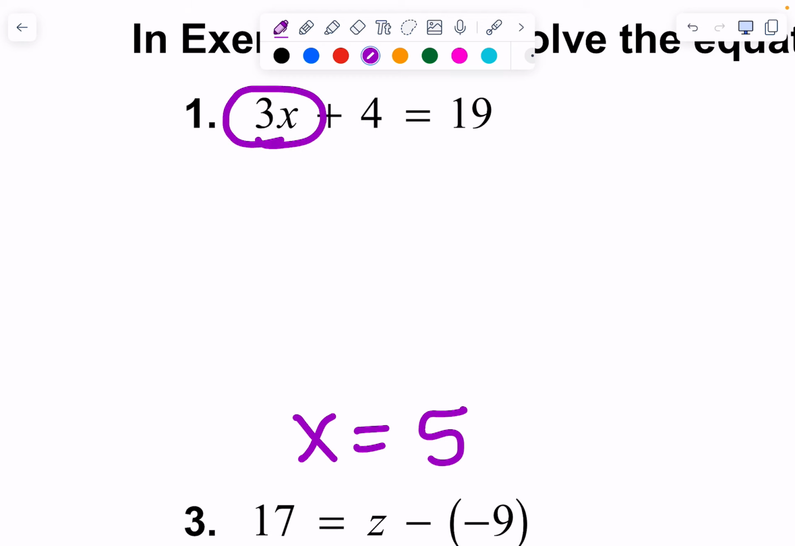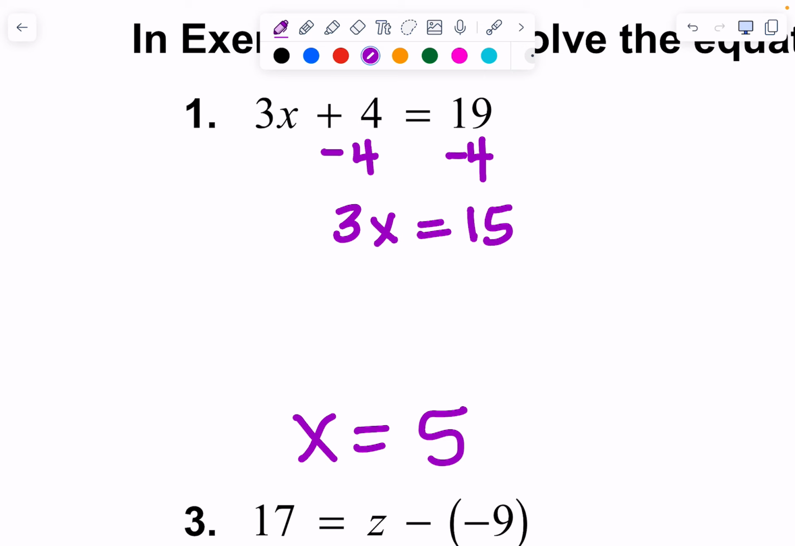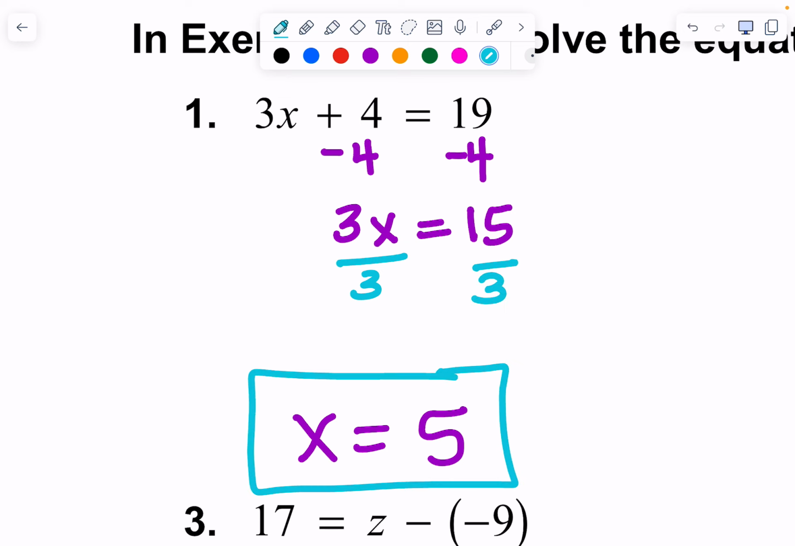So how do I move this plus 4? What are we going to do, Ella? Subtract 4 from the left side and subtract 4 from the right side. Okay, we're going to subtract 4 from both sides so that we have 3x equals 15. Now that we have just a variable with a coefficient equaling a constant, we can divide both sides by 3 to get x equals 5.